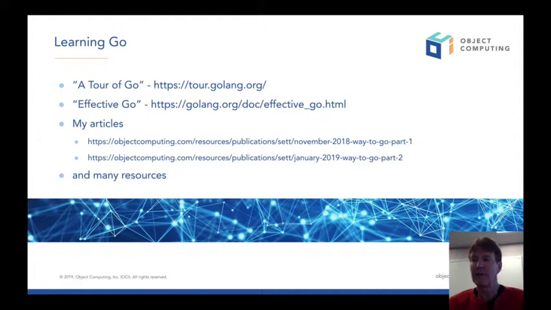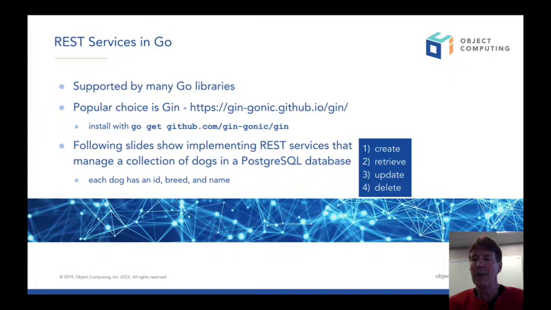Several are listed on this slide, including links to some articles I wrote about Go that cover everything you need to know to get started and all the syntax details of the language. There are many open-source Go libraries that support implementing REST services. Some of the most popular ones are HTTP Router, Mux, and Gin. We'll focus on Gin and use the go get command to install it.